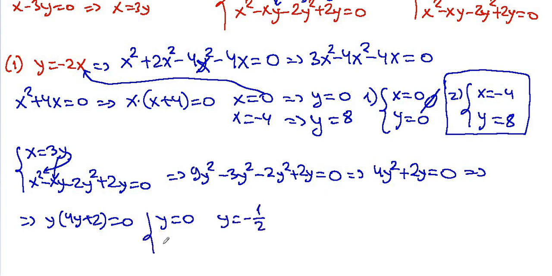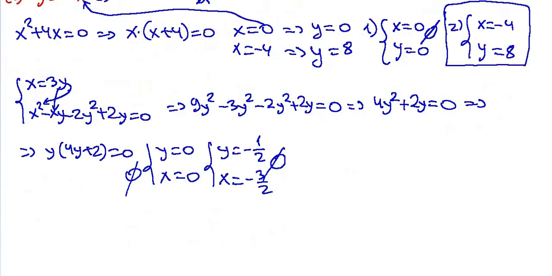If y is equal to 0, then x will also be 0, but we cannot take it as an answer because x and y cannot be equal to 0. And if y is equal to minus 1 over 2, then x will be minus 3 over 2. But as you remember, here we are looking for all integer solutions of x and y, so this is also not a solution for this equation. Therefore, to finalize, our final answer is x is equal to minus 4 and y is equal to 8. So this is our final answer.